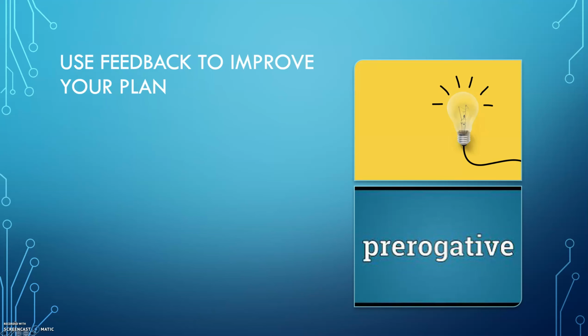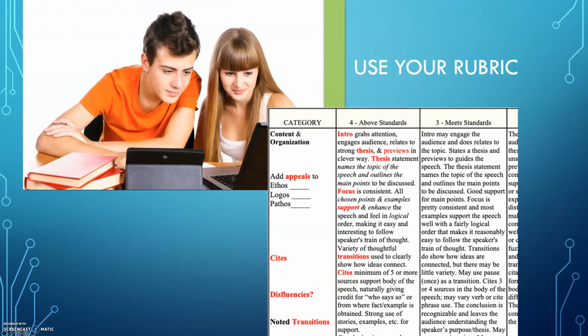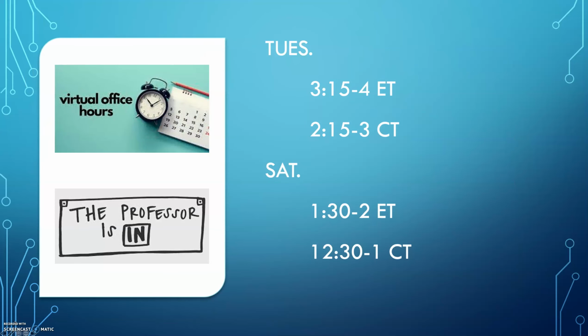So if you want, use my ideas. And use your rubric. You can see exactly how we're going to grade these things. So if you get a number on your speech, you can look at feedback there, but you can see it in advance by that rubric.